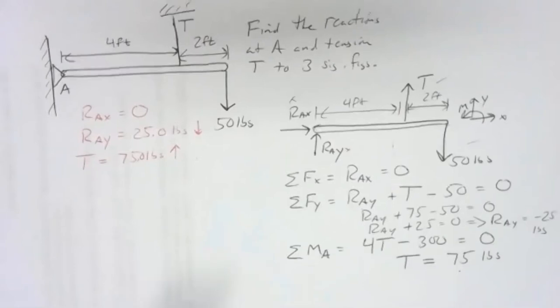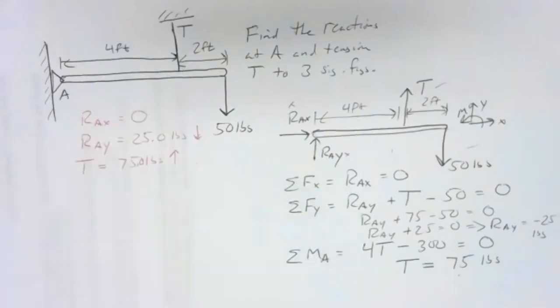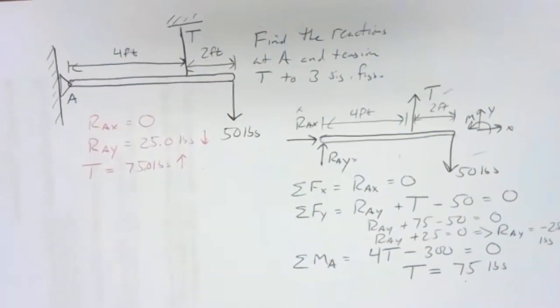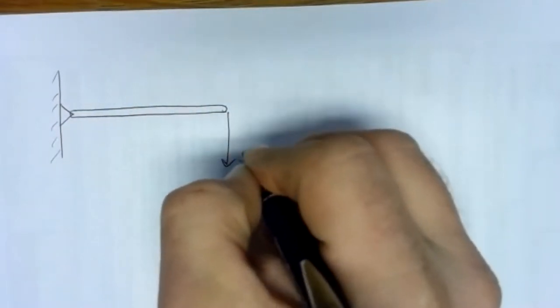All right, so last problem of the night, we're going to keep the same setup of this problem, but I'm going to change one thing. I'm going to put that rope at an angle. So let's redraw the problem. And if we redraw the problem that way, we have our wall and our pinned support. We've got our beam. Put 50 pounds at the end.